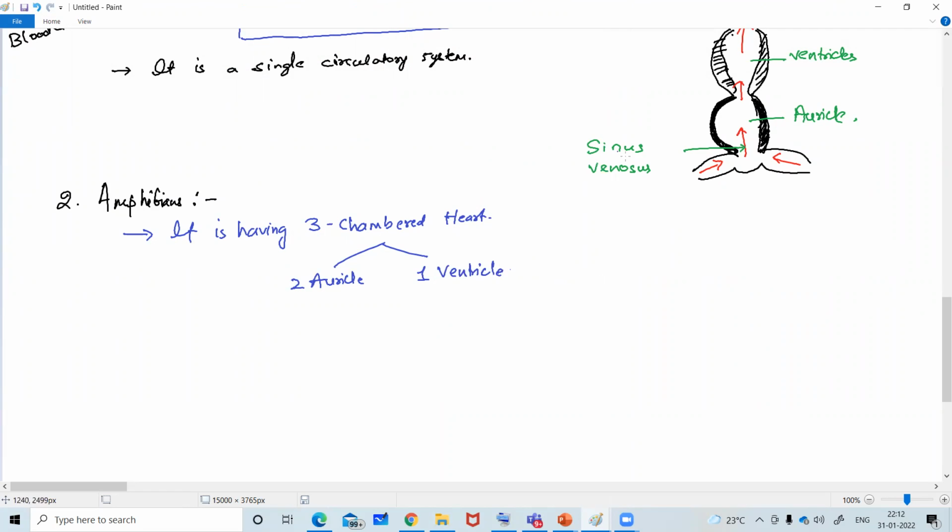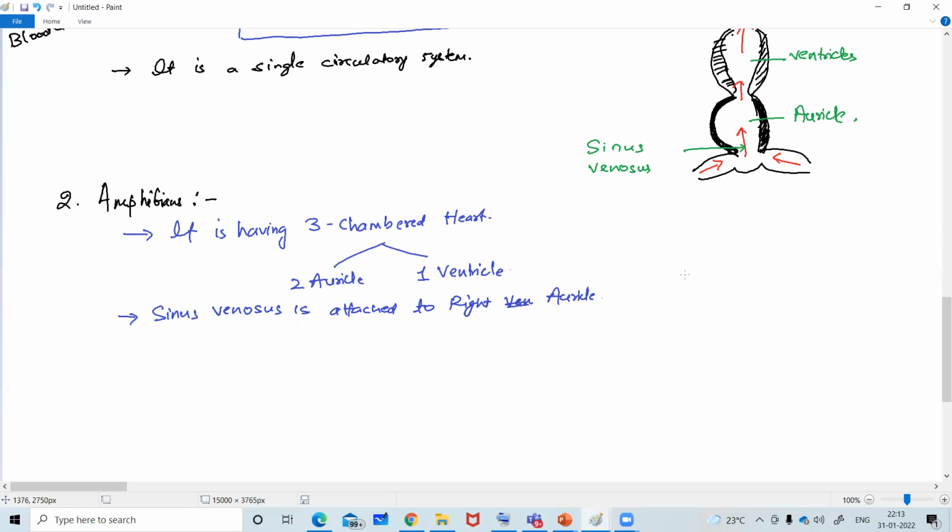And this sinus venosus is present here also in the amphibians, but as there are two auricles, in the fish structure, you can see sinus venosus is attached to the auricle, right? Now in the amphibians, you have two auricles. Now the question is to which auricle sinus venosus is attached. So it is attached to the right auricle. So next point you can say that sinus venosus is attached to right ventricle. Let me draw the diagram and sorry, right auricle.